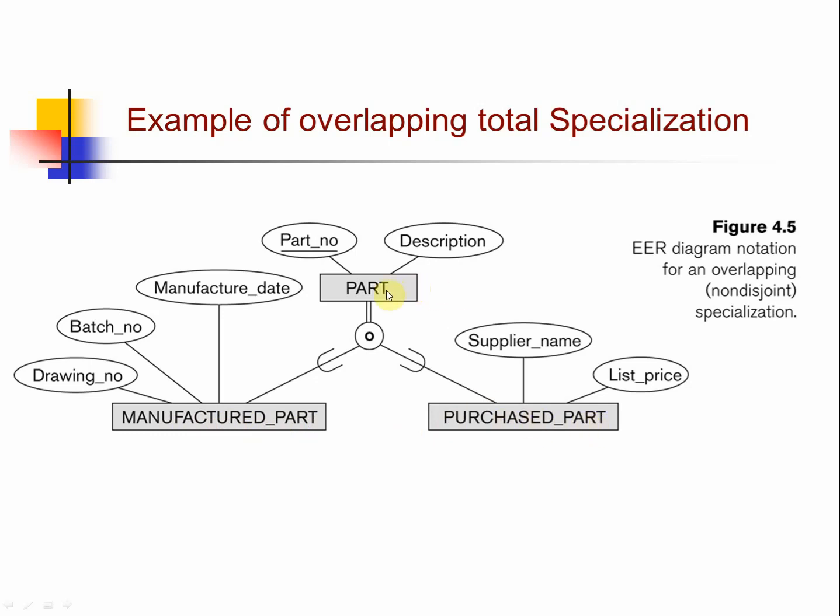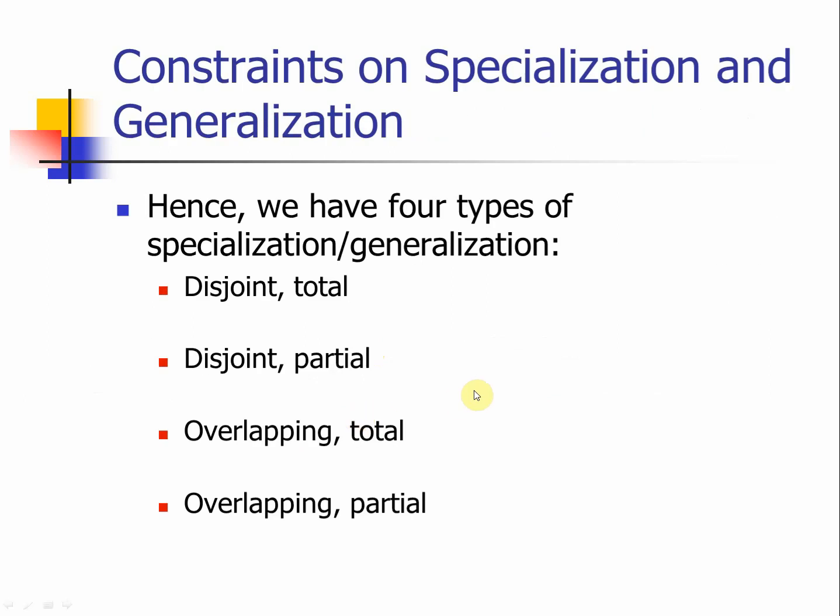So if you have one part that can come in from manufactured, that part can also come in from purchased, or there can be some manufactured parts that you can manufacture on your own, but at the same time it's not enough, so you still need to purchase some. And that's what that O tries to indicate. So indicating that the entities in the superclass can participate in more than one subclass.